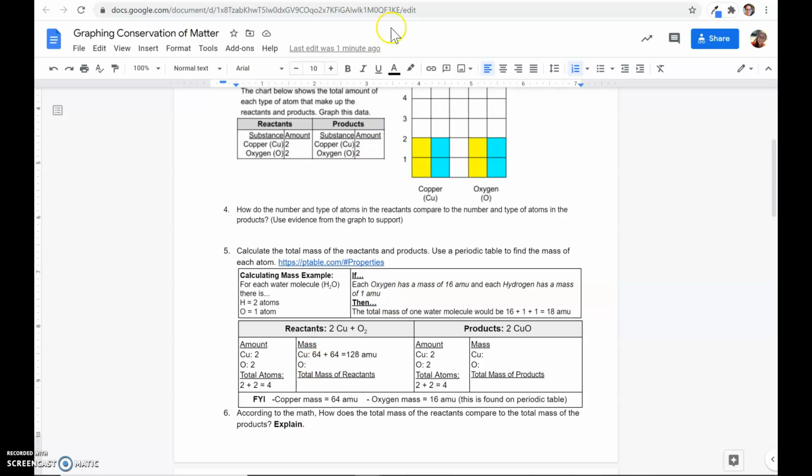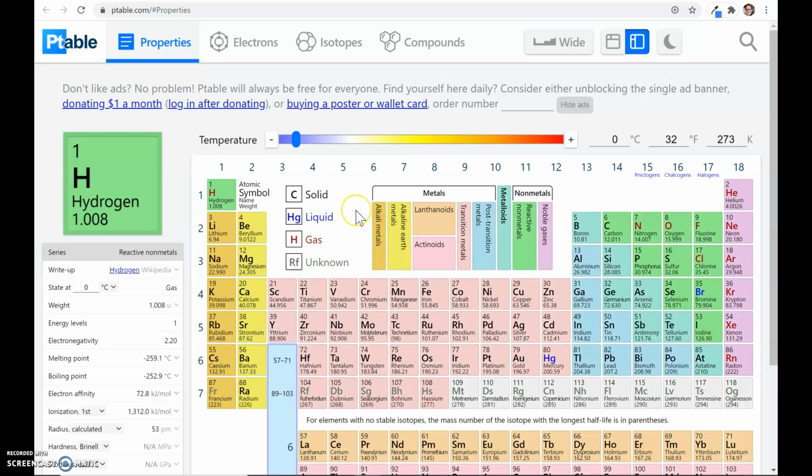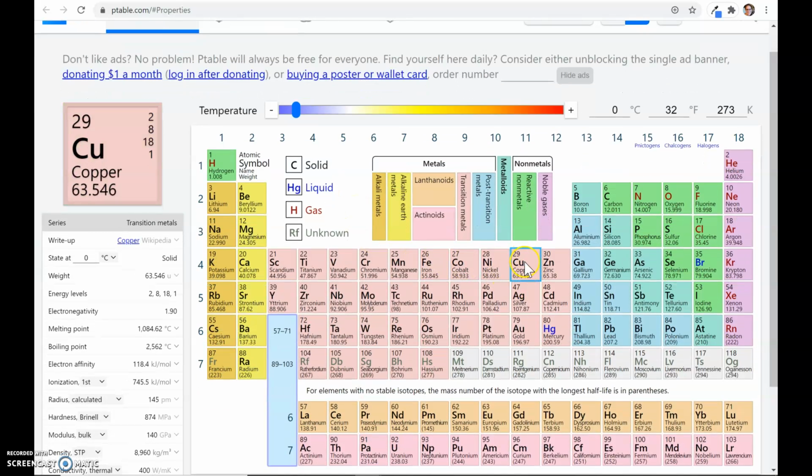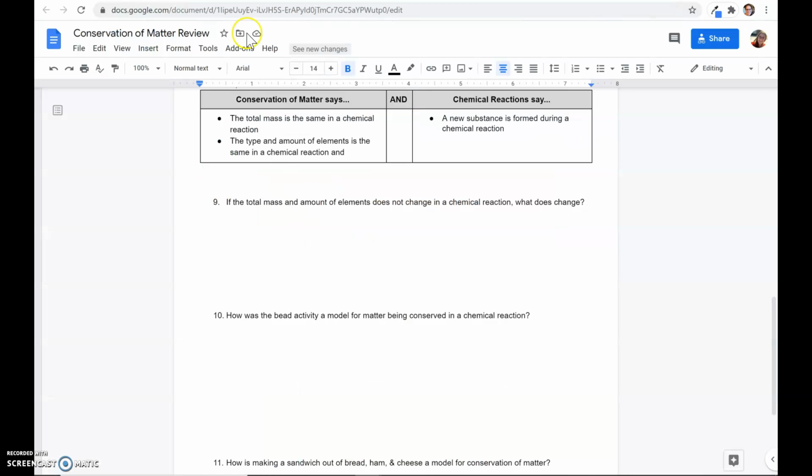So you're going to look at the periodic table, which you can click on this link right here to look at it. And it's going to open up the periodic table for you, and you're going to find copper in the periodic table, which is right here. And you'll see that we have this number on the bottom, 63.54. That rounds to 64, and that is your atomic mass. So you know that one copper atom weighs 64 units. They're called AMUs, or atomic mass units.